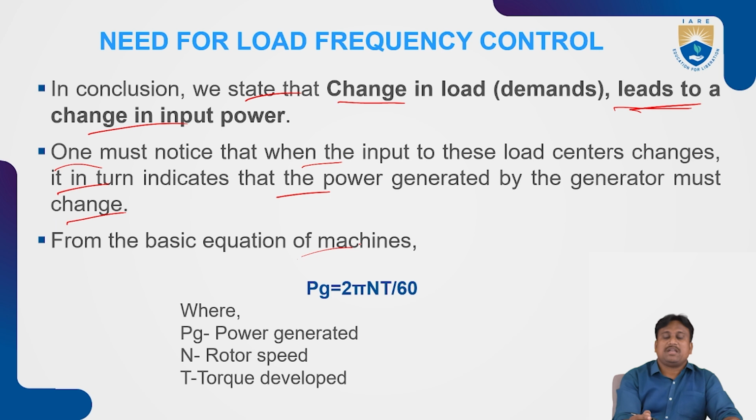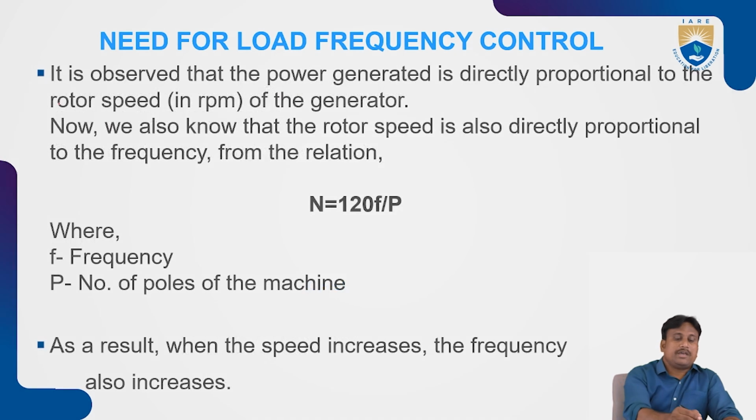So from the fundamental equations of the machine, the generated power is Pg = 2πNT/60. Here Pg indicates the generated power, N indicates the rotor speed, and T is the torque developed inside the machine. So here it is observed that the power generated is directly proportional to the rotor speed, usually. That means this happens to the generator in RPM.